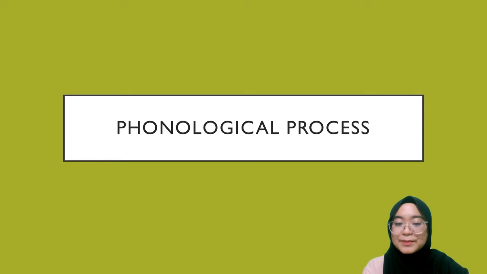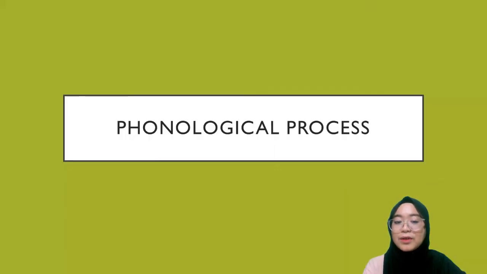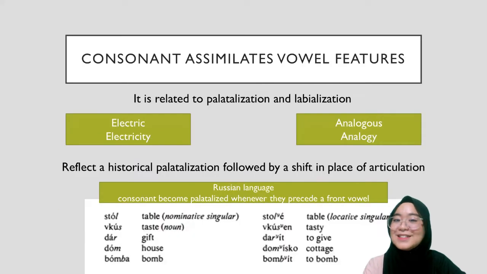The first is assimilation. There are consonant assimilates vowel, vowel assimilates consonant, consonant assimilates consonant, and vowel assimilates vowel. Let's start with consonant assimilates vowel feature.